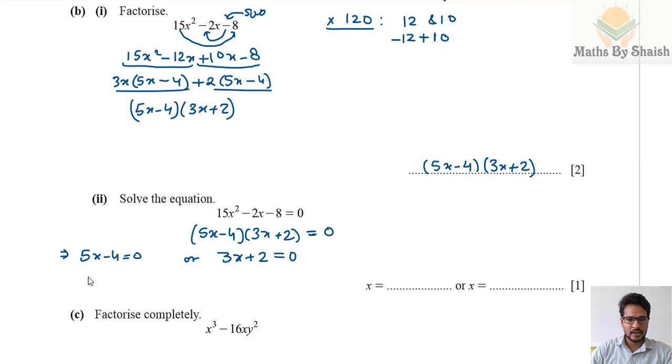So here it is going to be 5x equals 4, so x equals 4 by 5, and from the other, x becomes minus 2 by 3. So the solutions of this equation are minus 2 over 3 and 4 over 5.